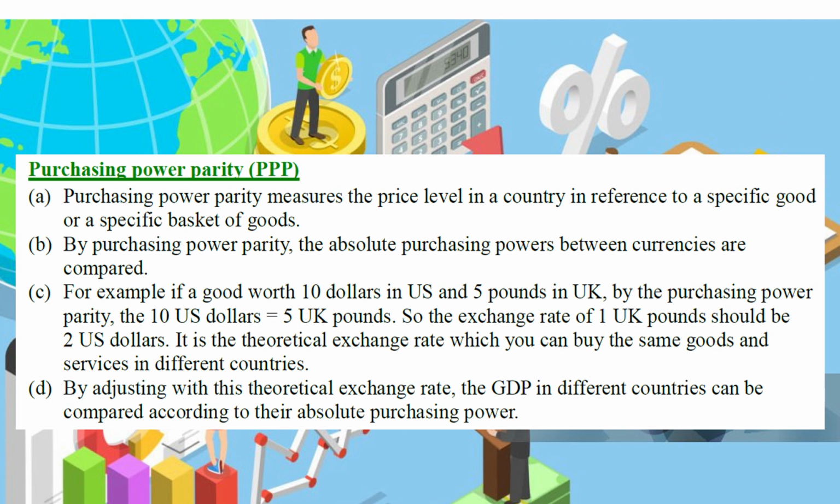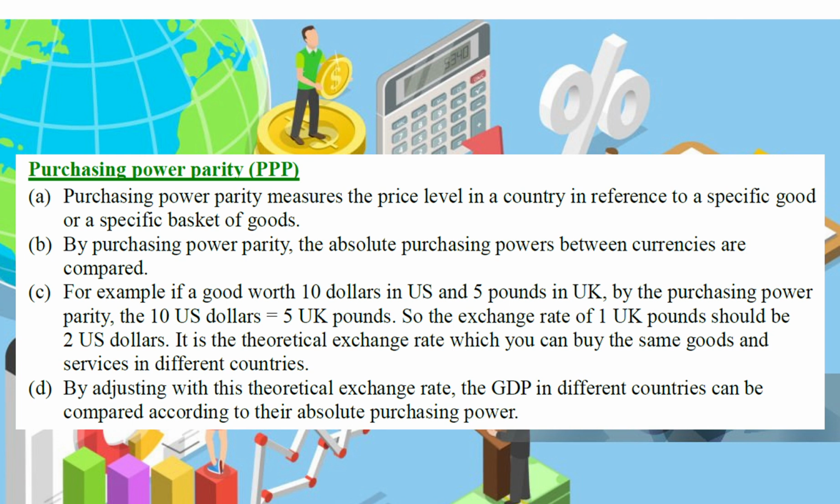The next one we call purchasing power parity. Purchasing power parity is a theoretical exchange rate that adjusts the different currencies in GDP measurement. It measures the price level in a country in reference to a specific good, maybe the hamburger price, the hamburger index, or a specific basket of goods. By purchasing power parity, the absolute purchasing power between currencies is compared. For example, if a good is worth $10 in the US and £5 in the UK, the exchange rate should be $2 to £1, such that the same currency has the same purchasing power in the US and the UK.